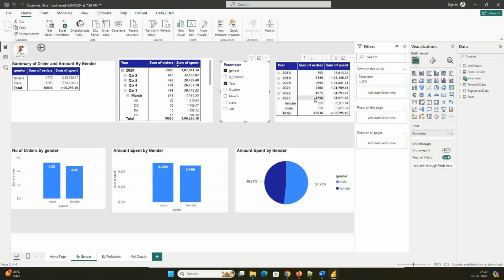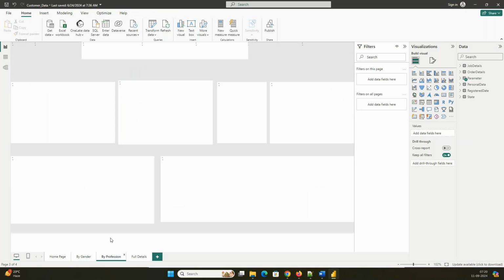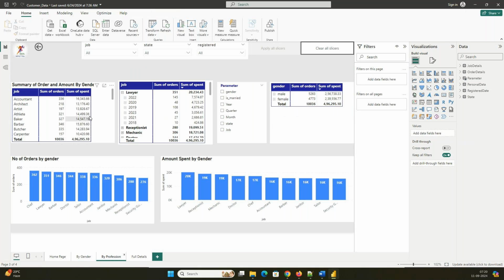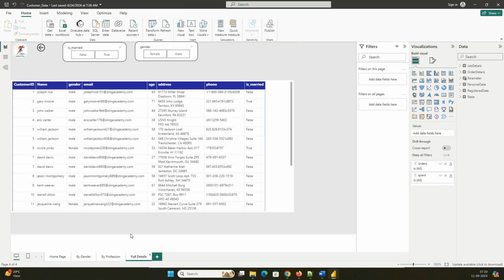Okay, if they're placing fewer orders, maybe we can push with some promotions, or if they are already placing decent orders, then we can reduce the number of promotions that we are making. Okay, this is by gender. This is a chart which is made across gender, and then by profession. Like we have details of people who are accountants, architects, artists, and all those people. Like how many orders they are placing. Similar kind of chart. And if you see full details, this will give you the customer ID, customer name, gender, and all those details.